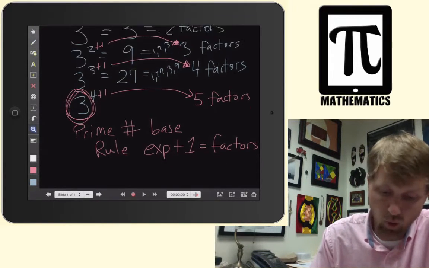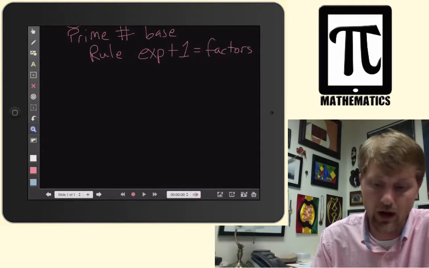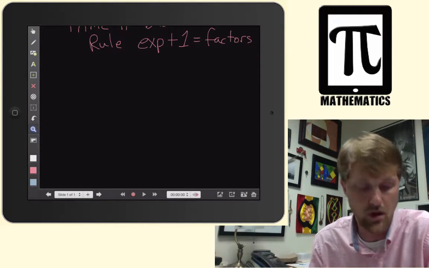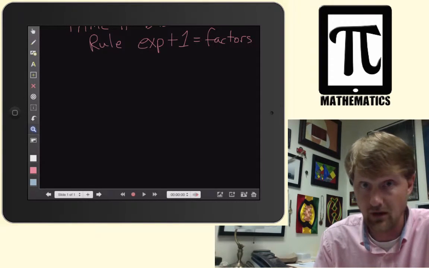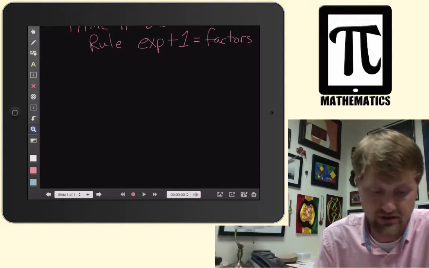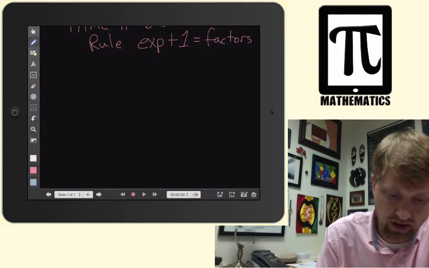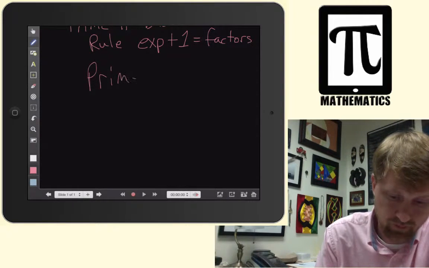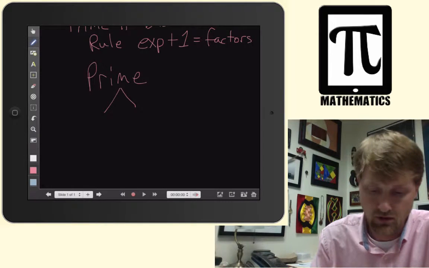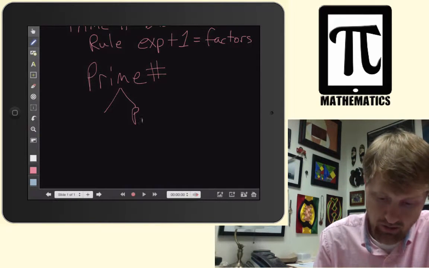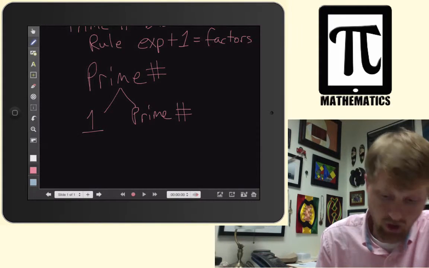And you think, well, why is that? Where does that come from? Why can't you just take the exponent plus 1? Well, you think about a prime number, it is just itself and 1. The factors are itself and 1. So I got a prime number, and if we did a factor tree, we would get the prime number here, and then we would get the number 1 over here.